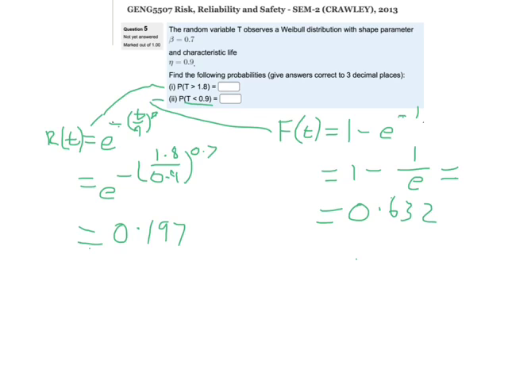And that should have been pretty obvious, because 0.632 tweaked my memory as it's a magic number. We were given the probability that T is less than 0.9, and that was our characteristic life. When you get those two numbers the same, it's always 0.632 that have failed. If you remember the graph of a Weibull distribution, when t is equal to eta, the area in there is equal to 0.632. So I hope that makes sense. We'll see you in the next question.